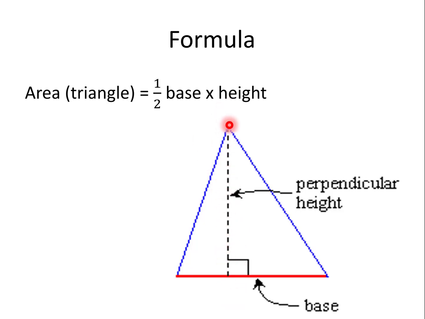And height must be the perpendicular height, not the height of the side. The only time it's the length of the side is when we have a right angle triangle. So my area can be written as half b times h, where b is base and h is height. And again, I don't need to write the multiplication, so it can simply be written as half bh.